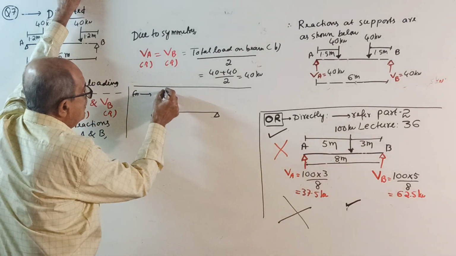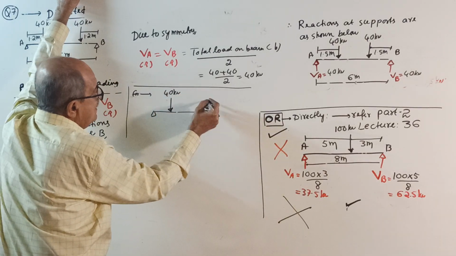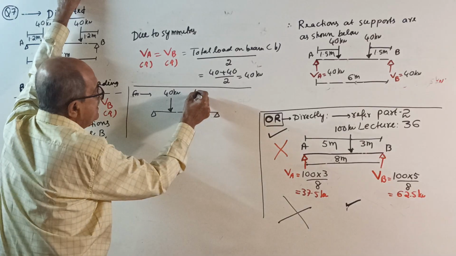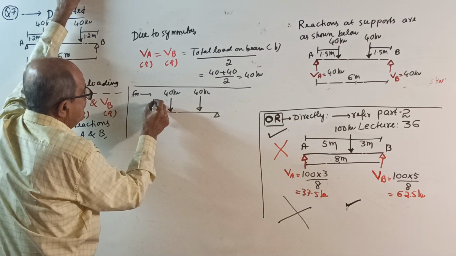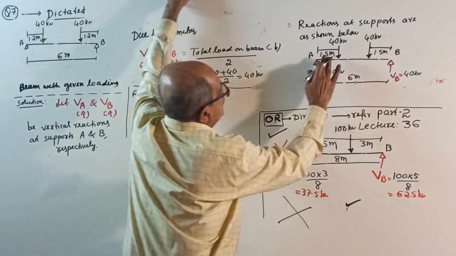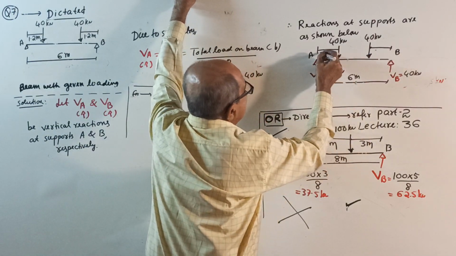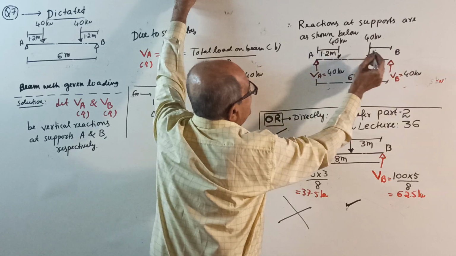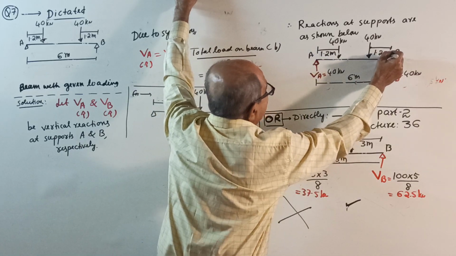Load of 40 kilonewton. One more load of 40 kilonewton here. This is 1.5 meter. 1.2 meter. Sorry, I told 1.2. Anyway, that does not matter. 1.2, 1.2. It does not matter.